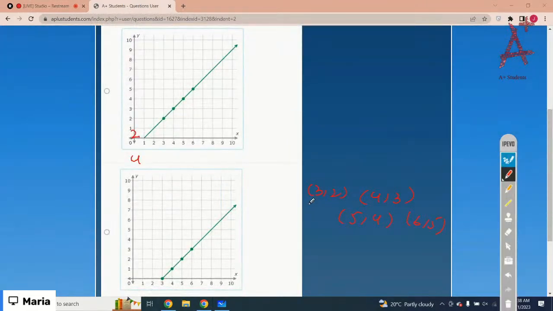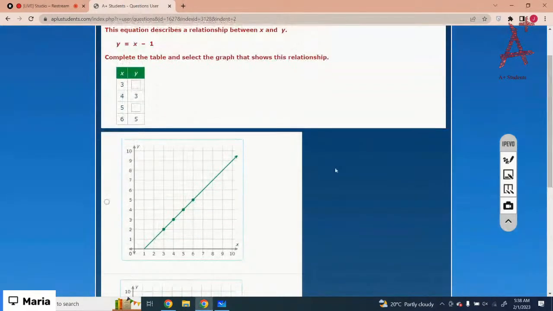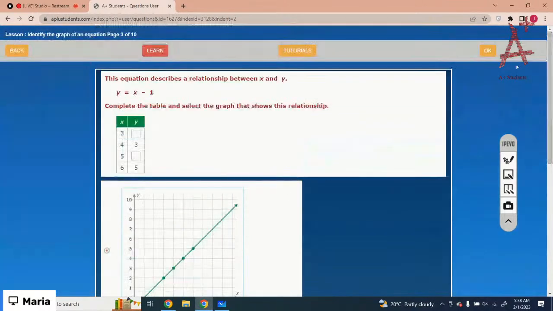Okay, 3, 2. X is 3, y is 2. Here you have x is 3, y is 2. Then 4 and 3. X is 4, y is 3. Option number 1 is the correct option. Got it? You can match the points. So the graph of option 1 is the correct one. Just select the correct option, then click on the OK button.